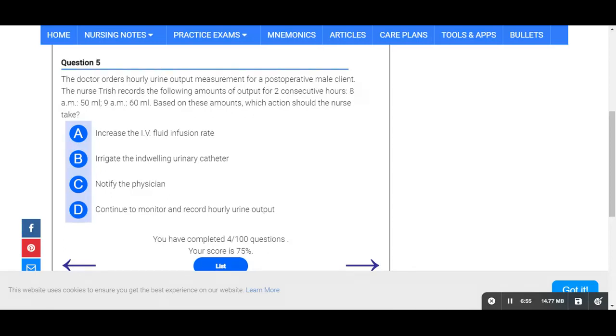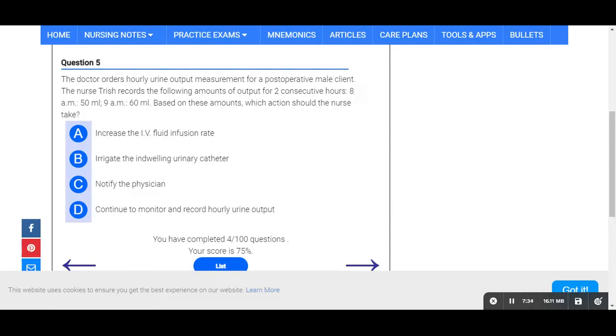The doctor orders hourly urine output measurement for a postoperative male client. The nurse Trish records the following amounts of output for 2 consecutive hours. Okay, for 8 a.m. we have 50 ml, 9 a.m. we have 60 ml. So, based on these amounts, which action should the nurse take? So before we identify which kind of action should the nurse take, we have to first and foremost identify whether 50 ml and 60 ml are normal or belong to the normal output rate of urine.